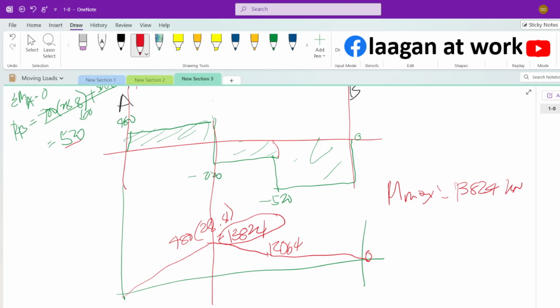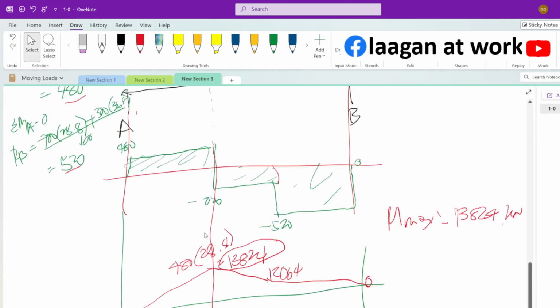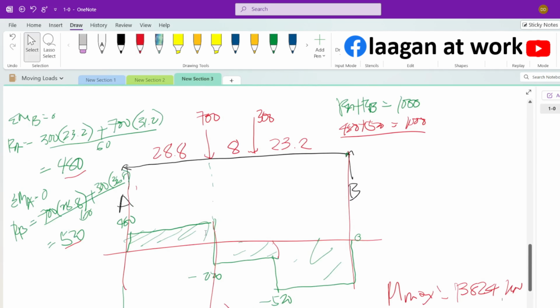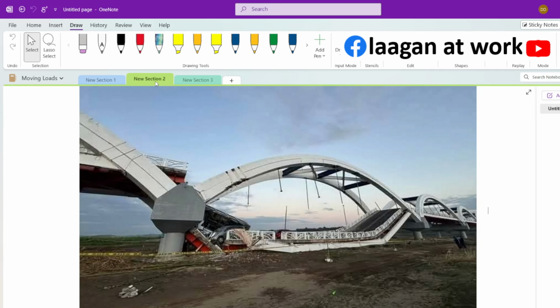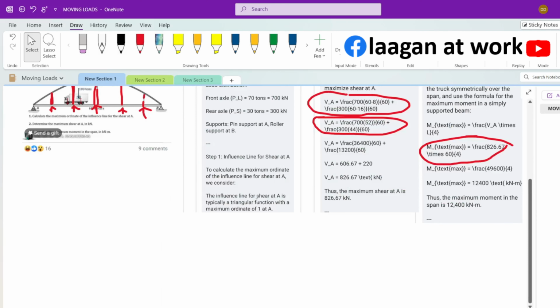Now his calculation: he just used PL over 4, and then for some reason he used P equal to the shear at A. So which is, I don't know. I wish or I hope he's just a student. If he's a practicing professional, I don't know. The bridge will certainly collapse if that's the case. So his calculation is this one, 12,400.